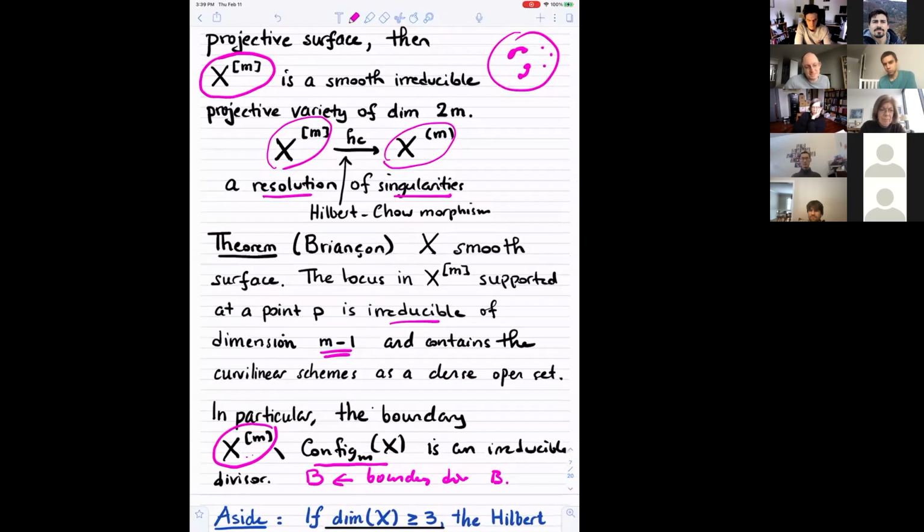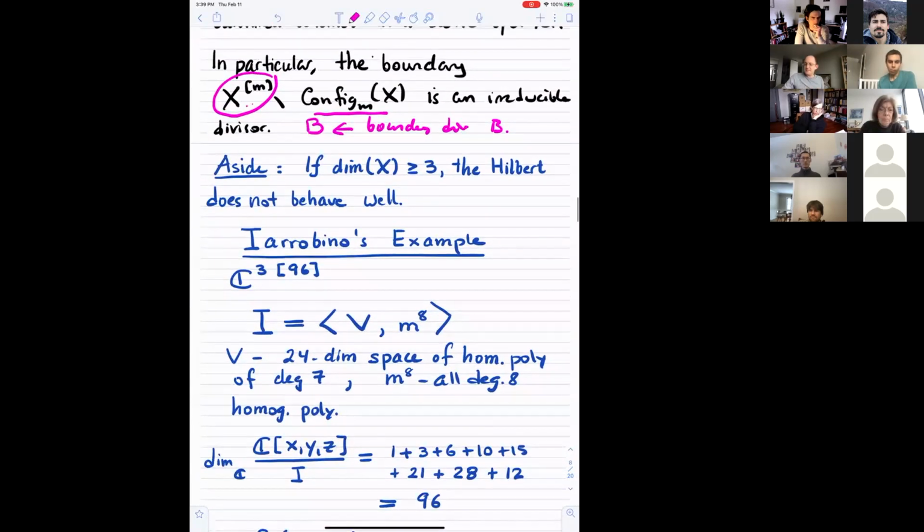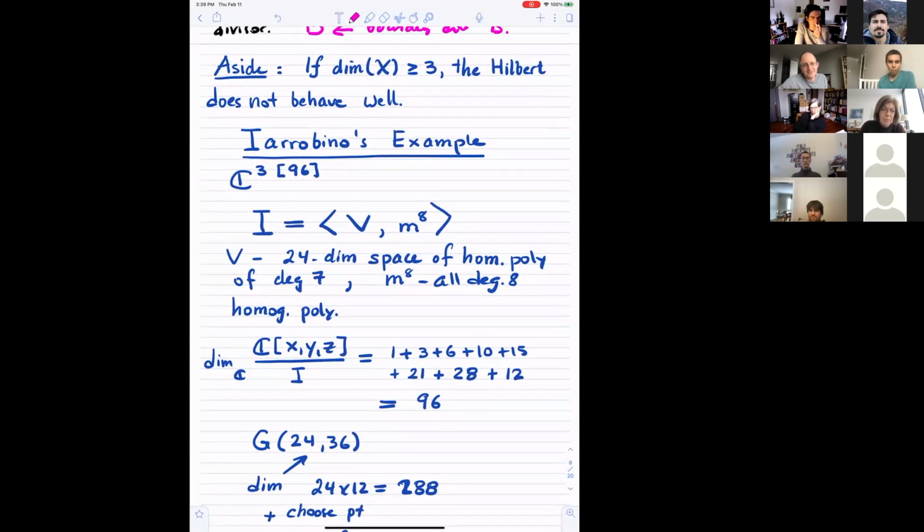So let me just make a quick aside, okay? You might wonder what happens if the dimension is bigger than 2. If the dimension is bigger than 2, then the Hilbert scheme can be pretty awful. So it doesn't solve the problem of resolving the singularities of the symmetric product. Let me give you a cute example of Iarrobino from the 70s.